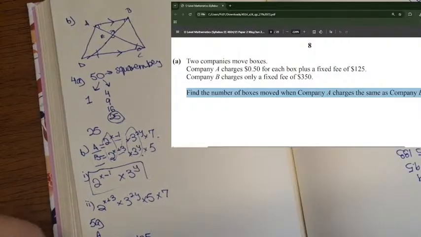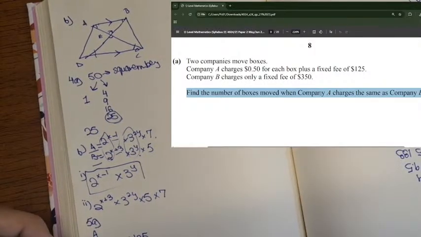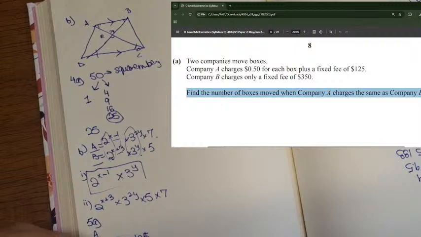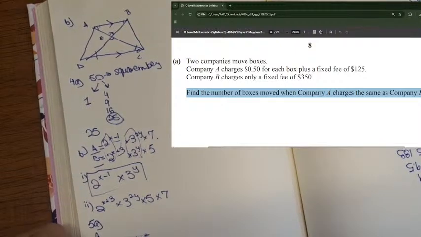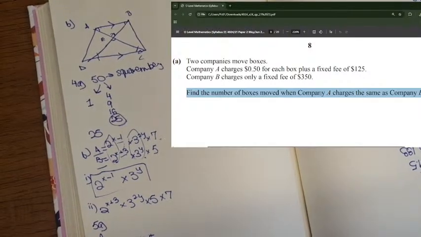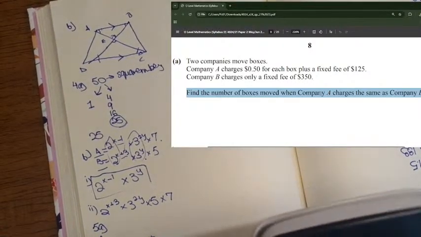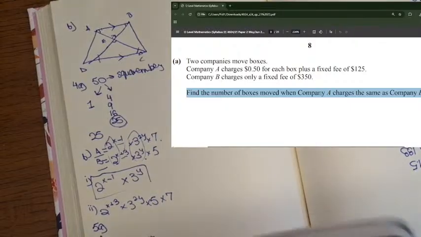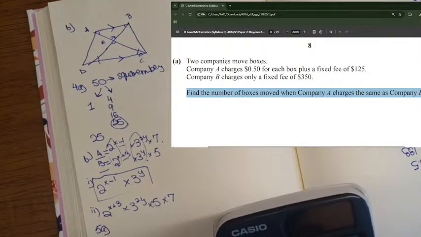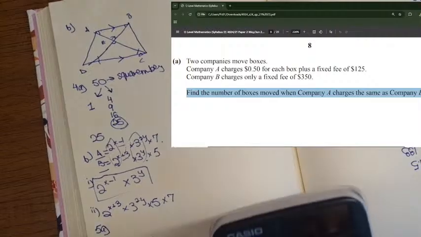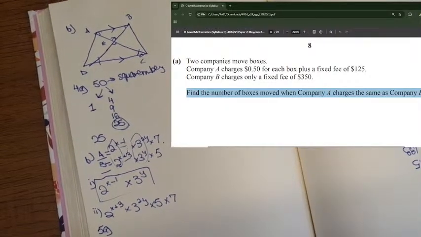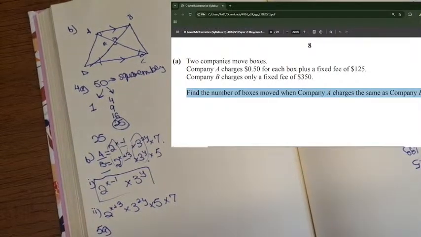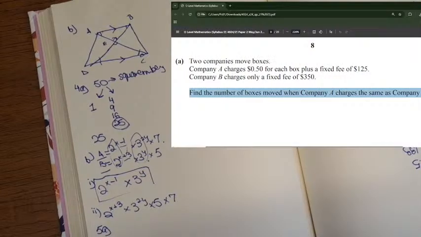This must mean that their total cost is the same, right? So this is the total cost of A and this is the total cost of B. And we need to find the number of boxes moved. So we'll basically be solving for B. If they're the same, then that means 0.5 B plus 125 is equal to 350. Subtract 125 on both sides to get 350 minus 125, which is equal to 225. And divide that by 0.5 on both sides to get 450. So 450 boxes need to be moved in order for this to be equal. Let's move on now.